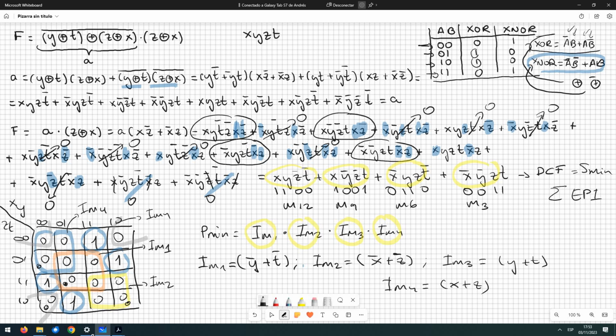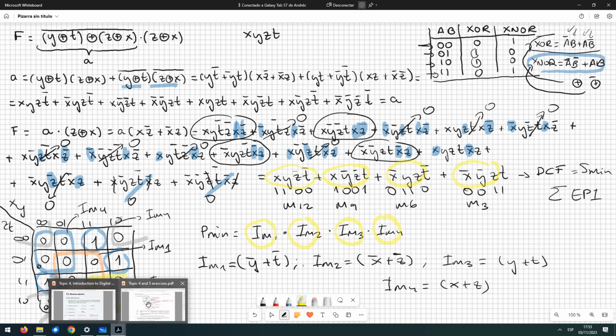In the case of the minimal sum, we have all the variables with the version negated and non-negated. And the same happens with the minimal product. So the number of inverters is going to be the same. So we are going to need exactly the same number of gates in both cases. So we can choose the expression we want.